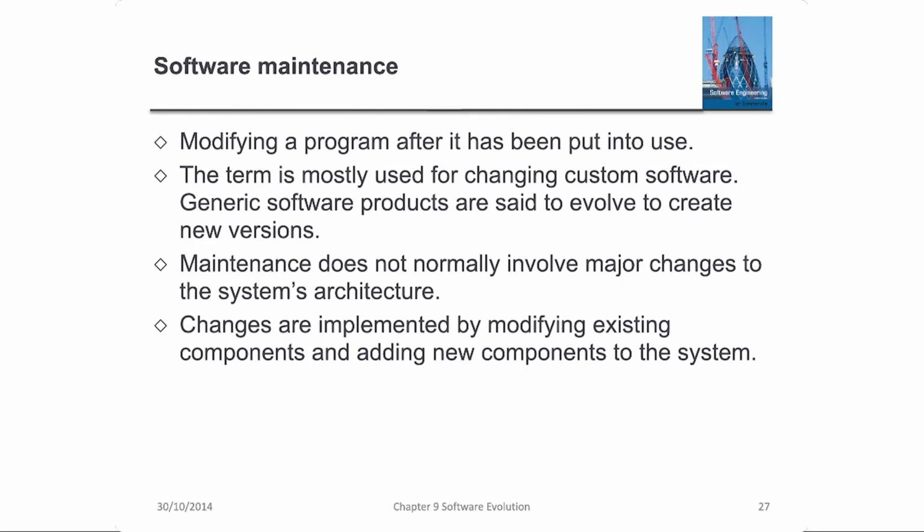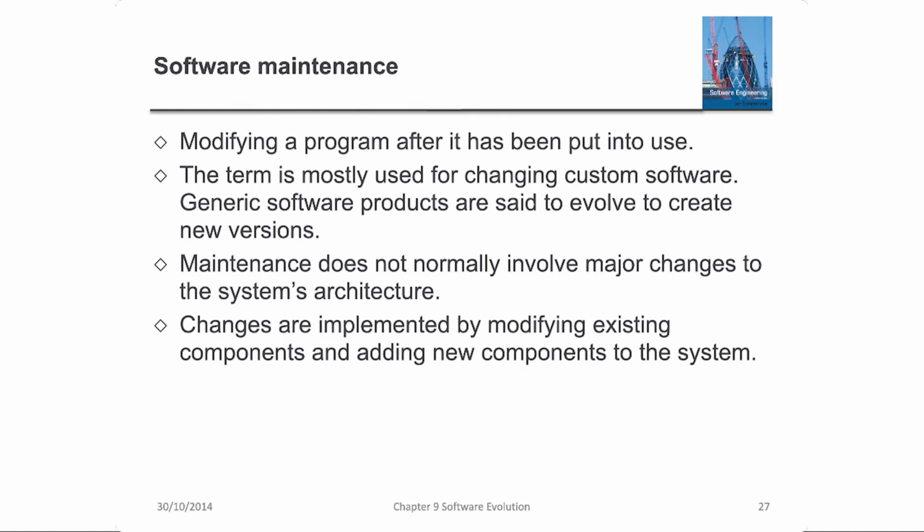Let's jump right in. So, starting with the first slide of part 3 of chapter 9, is software maintenance. But what does it mean? Software maintenance, which is a crucial aspect of software engineering, involves modifying a program after its initial deployment. This term is often associated with custom software modifications, rather than generic products, which usually evolve through new versions. Typically, maintenance does not involve significant changes to the system's architecture. It's more about tweaking existing components and adding new ones to enhance or fix the systems.